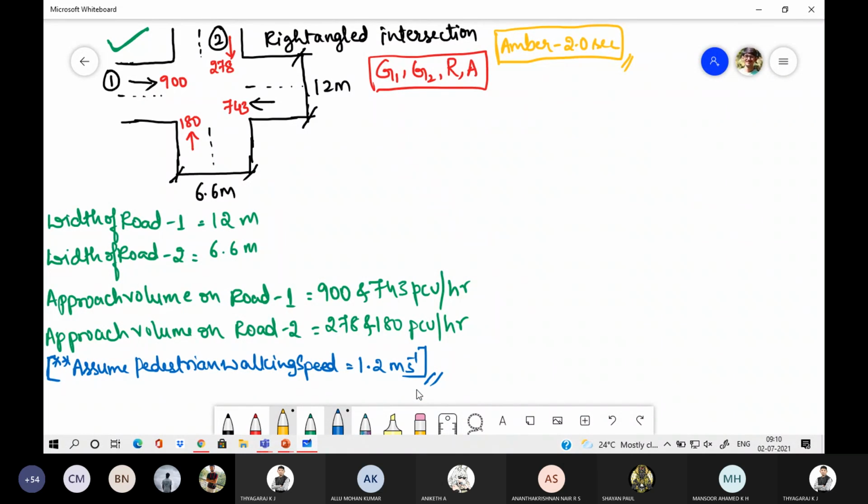That is, in 1 second he can travel 1.2 meter. So pedestrian walking speed is equal to 1.2 meter per second. So kindly note down up to here. Now we will go for the actual problem.